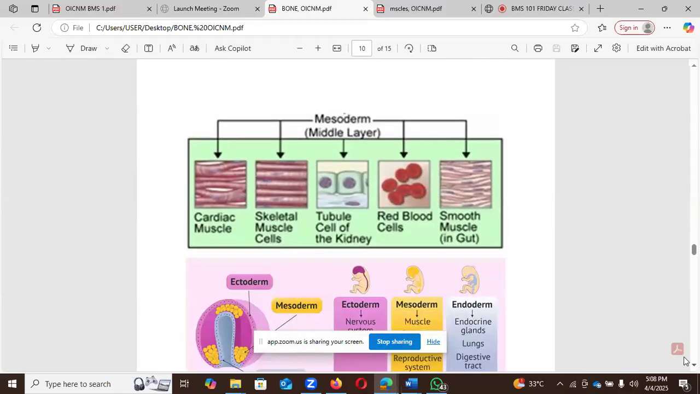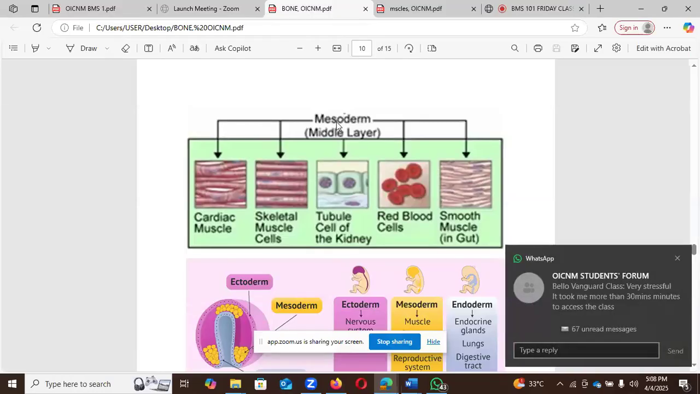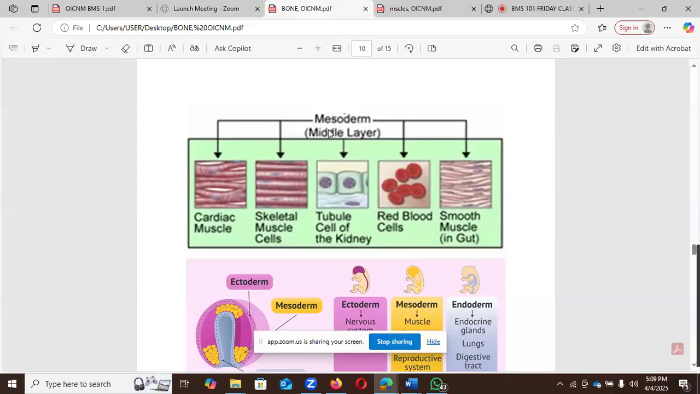Now, last week again, I was talking about the three layers of the embryo. That bone is from the mesoderm, and you can see the middle layer, which is the mesoderm. What comes from the middle layer? The muscles, the cardiac muscle, the skeletal muscles, the cells of the kidney, the red blood cells, and the smooth muscles, including the bones.